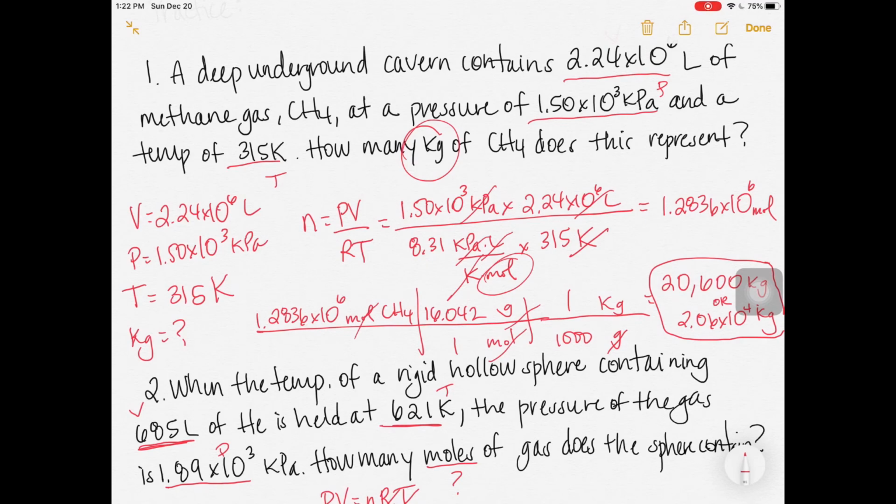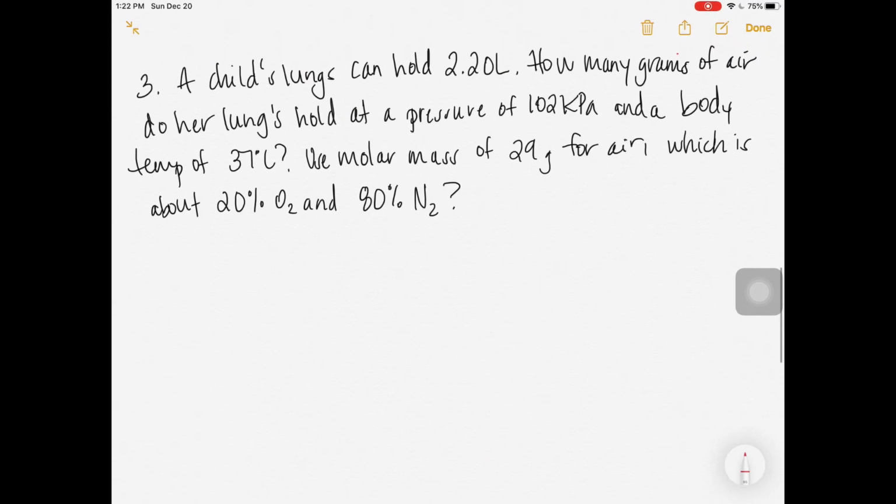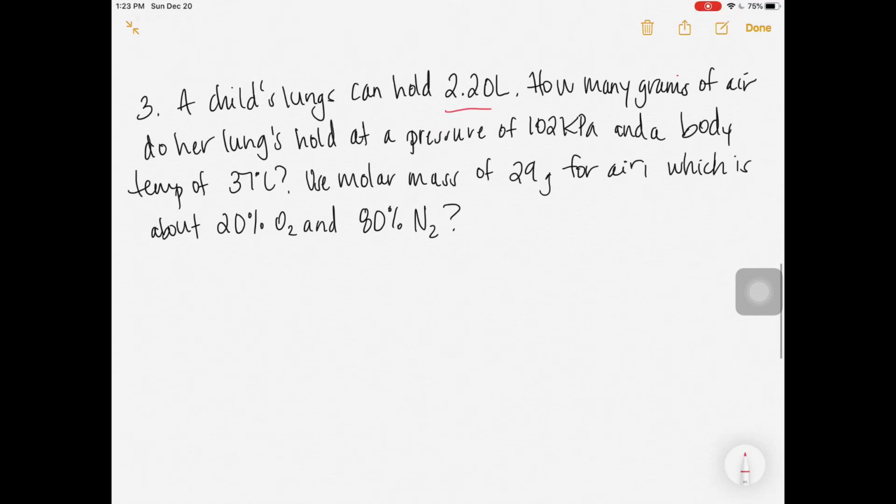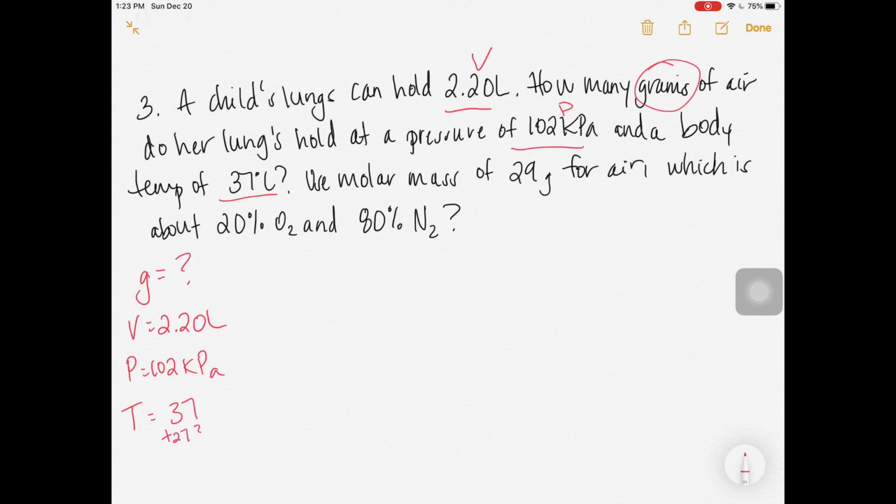Okay, and then the third one: a child's lungs can hold 2.2 liters, so that's a V. About how many grams of air? So grams is what I'm looking for. I have a volume, I have a pressure, and a body temperature of 37, so I know I'm going to change that. That's 310 Kelvin. It says use the molar mass of 29 grams for air, which is about 20% oxygen and 80% nitrogen.